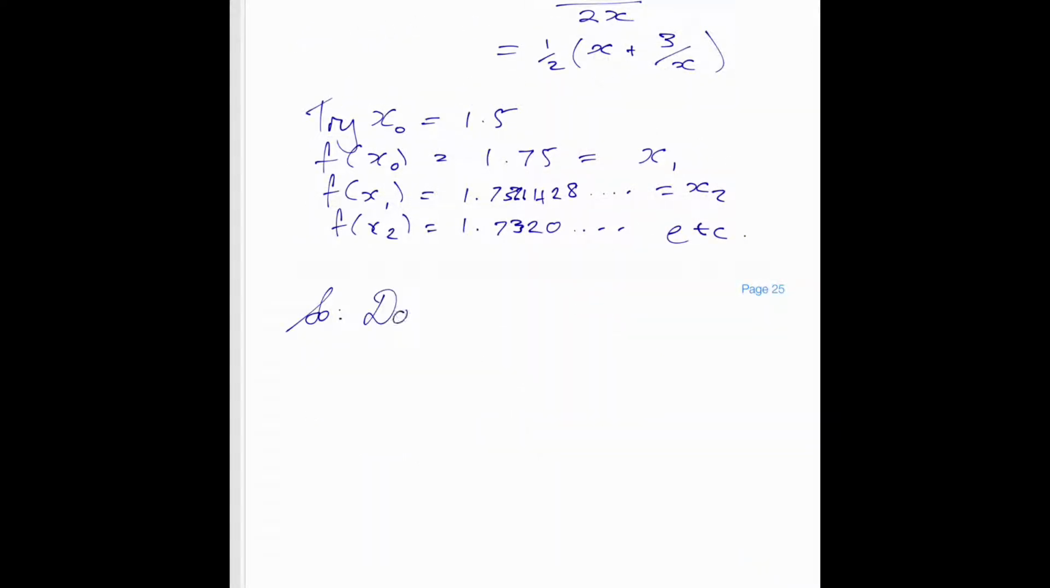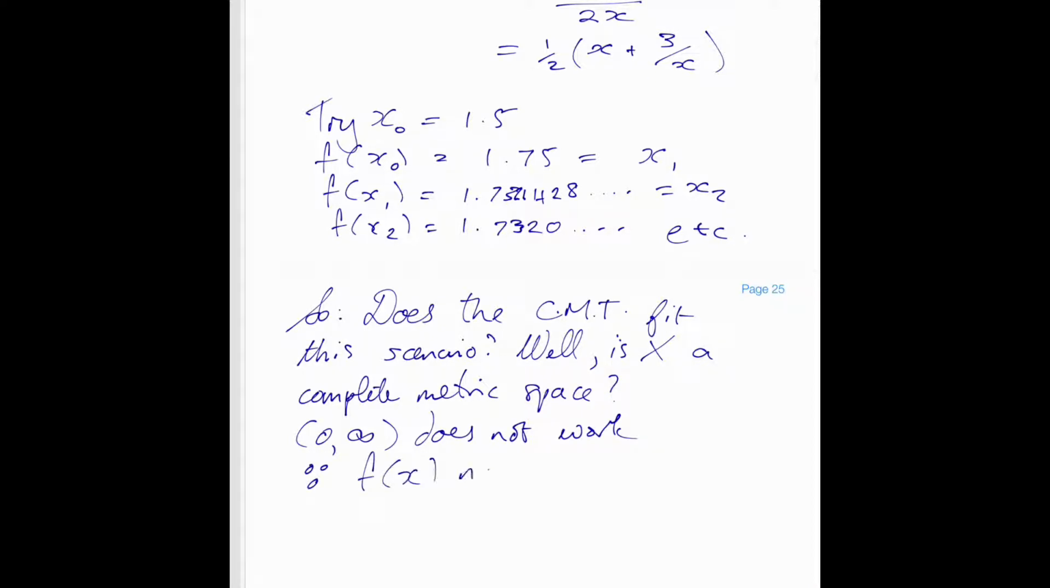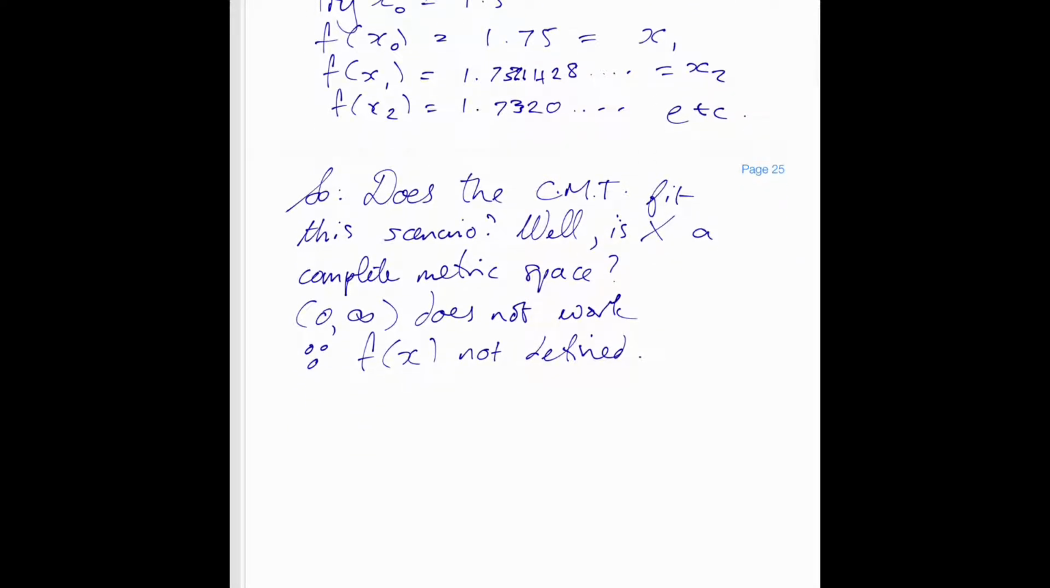So having found multiple iterates, we now need to decide whether the contraction mapping theorem is a good fit for the scenario. And that means we need to determine whether x is a complete metric space for the function f. We know that it has to be the open interval 0 to infinity, because at 0 f would not be defined, but this interval is not complete as it is.